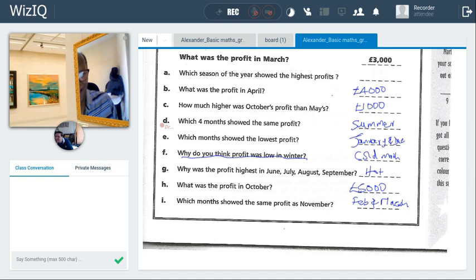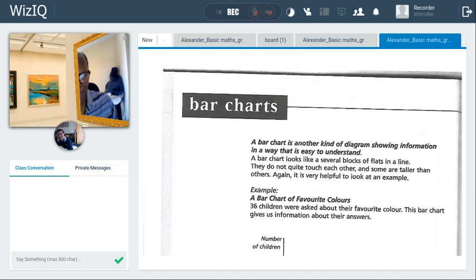Okay. That's correct. So the next one is bar charts, is it? Yes.